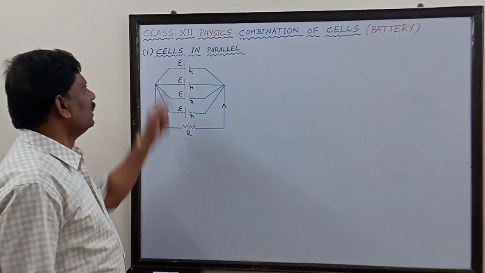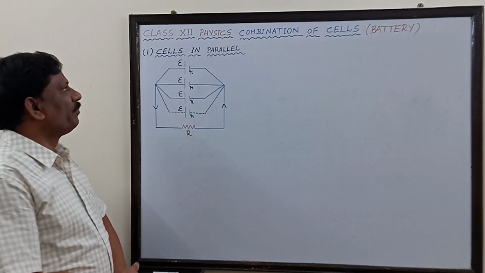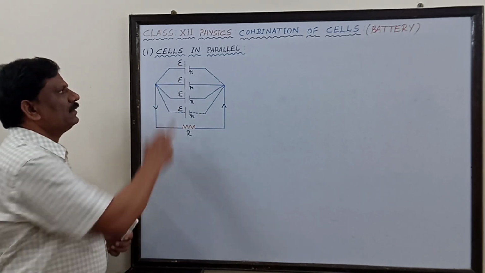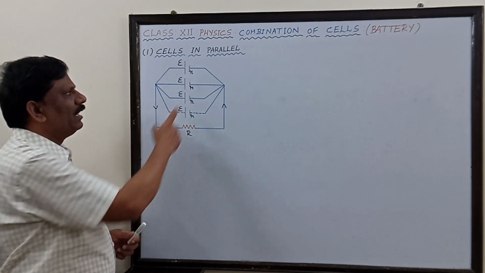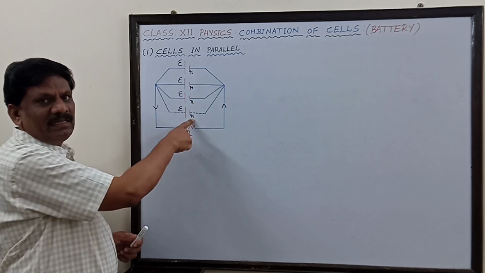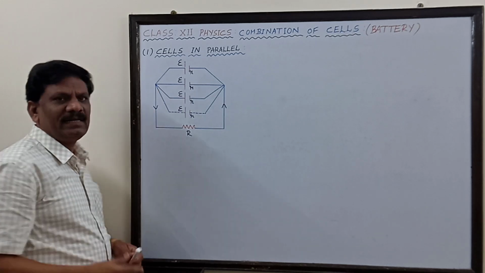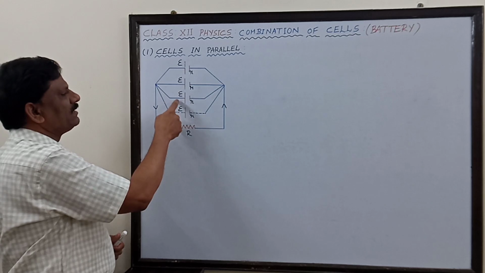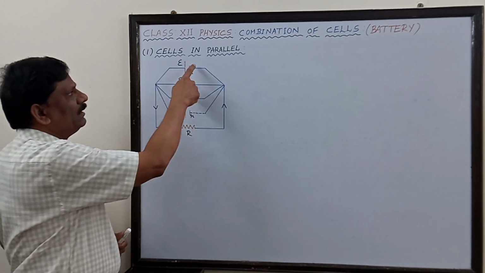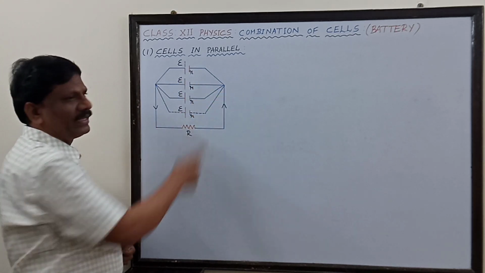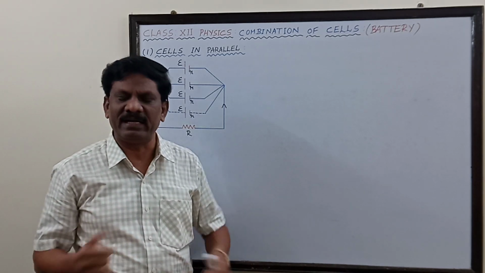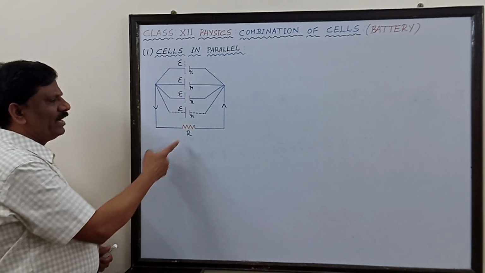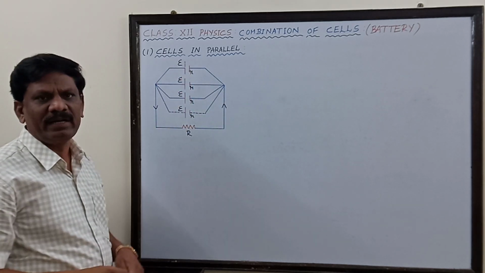Hi students, now we are going to go through the topic cells connected in parallel. You can see here the EMF of each cell is E and the internal resistance of each cell is small r. So all these cells are called identical cells, and the positives of all the cells are connected together and the negatives of all the cells are connected together, which means the cells are connected in parallel. In addition to these internal resistances, we have connected one external resistance capital R in the circuit.